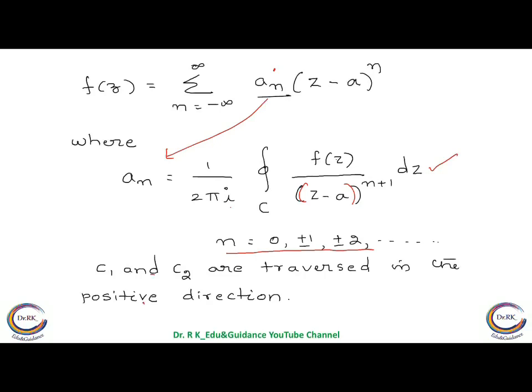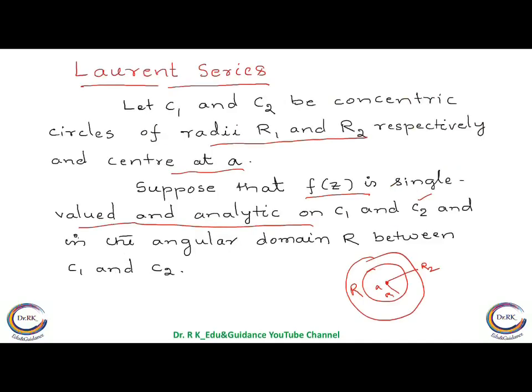Actually, some people write this as two parts. One is the expansion from minus infinity to 0, and the other part is 0 to infinity, because it consists of positive powers as well as negative powers. When n equals minus 1, minus 2, minus 3 and so on, this becomes 1 by (z minus a), (z minus a) squared, (z minus a) cubed and so on. That is one part. When n equals 1, n equals 2, it becomes (z minus a), (z minus a) squared and so on. Some people write it like this. So that is what is called the Laurent series.